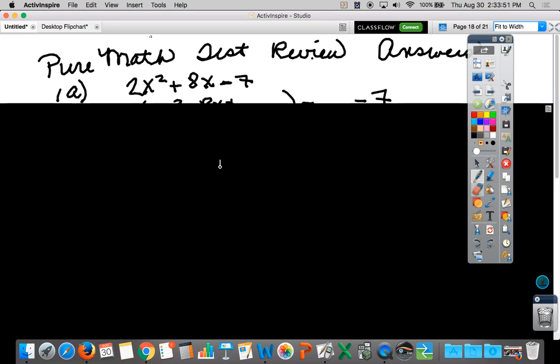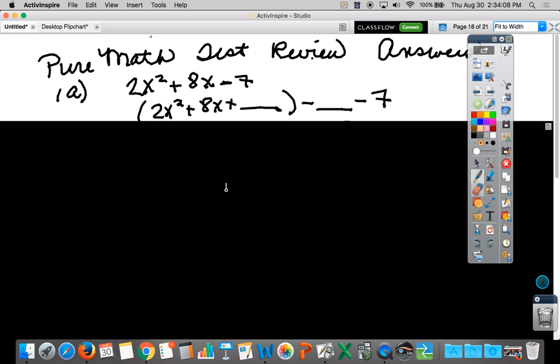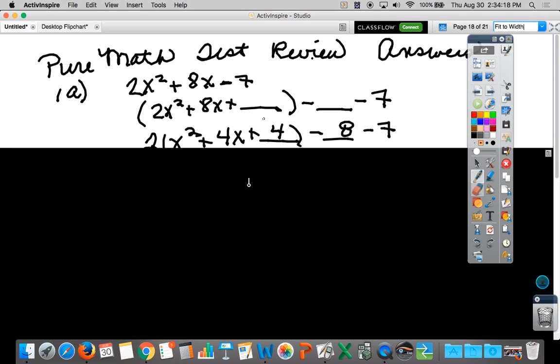So 1A was 2x squared plus 8x minus 7, where x is greater than or equal to k, and they want you to write it in the form a(x minus b) squared plus c. So they want you to write it in vertex form. So you have to complete the square. Some of you go ahead and factor out, that's okay. If you don't, we still started off the same way. You have to factor out anything in front of the x squared. So if you have a number or a negative or something, it has to be factored out.